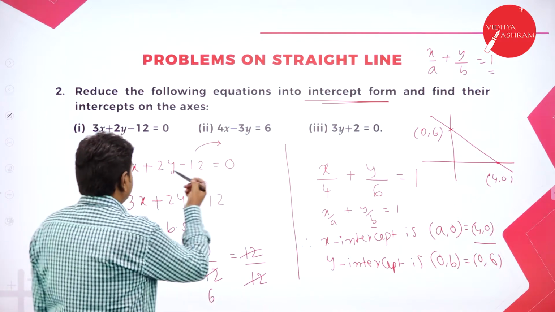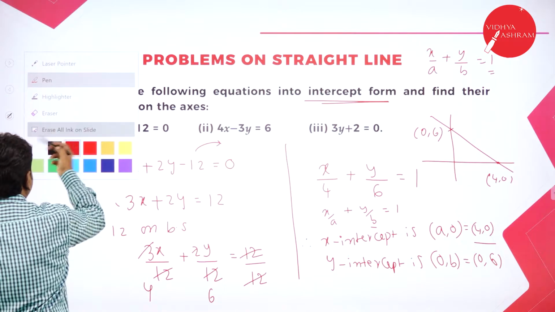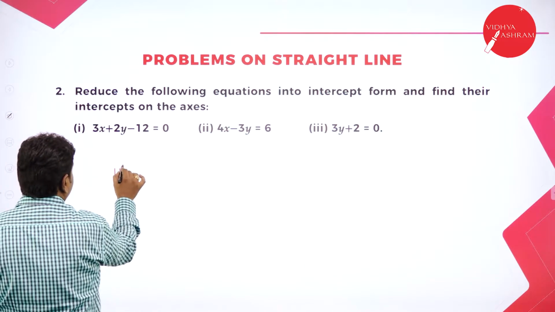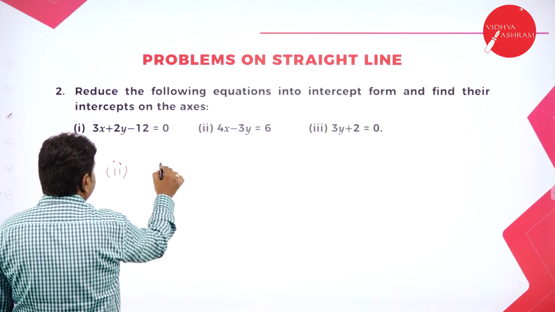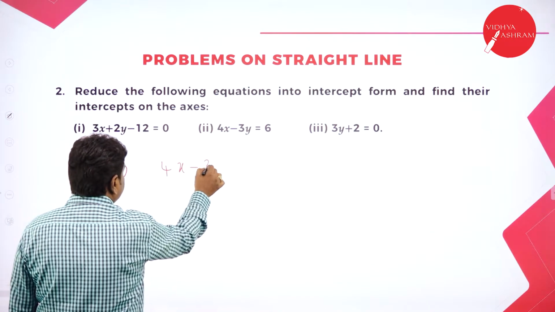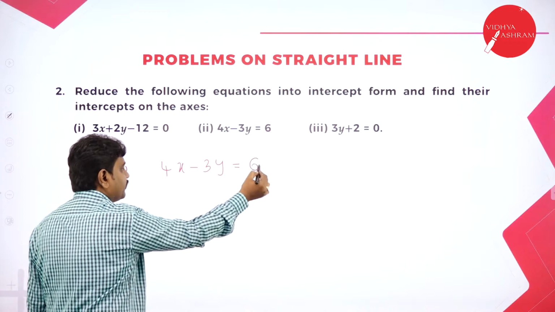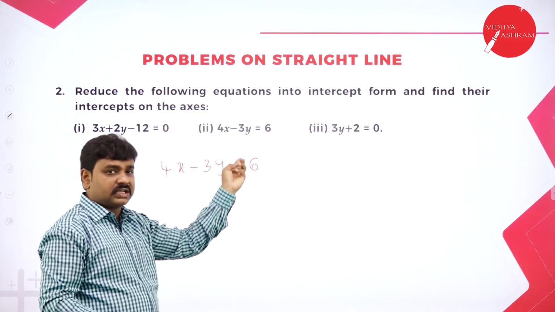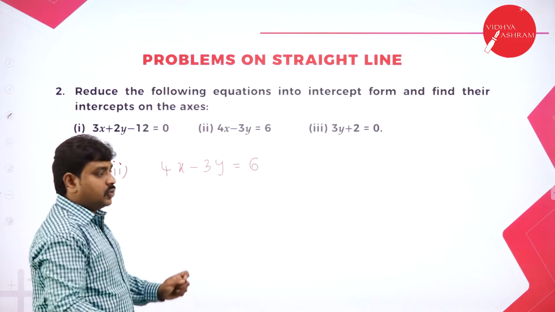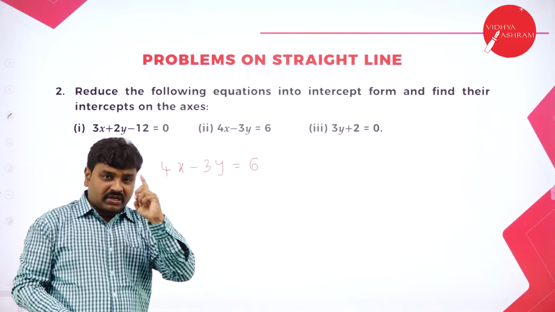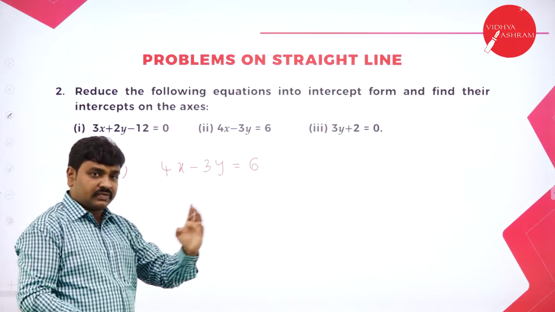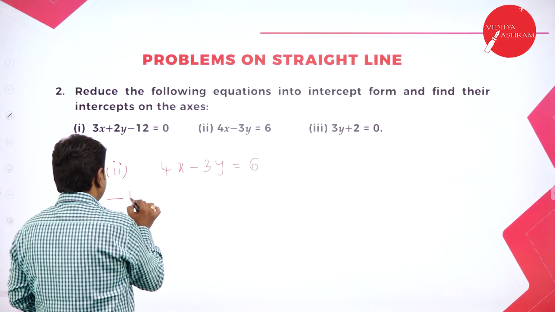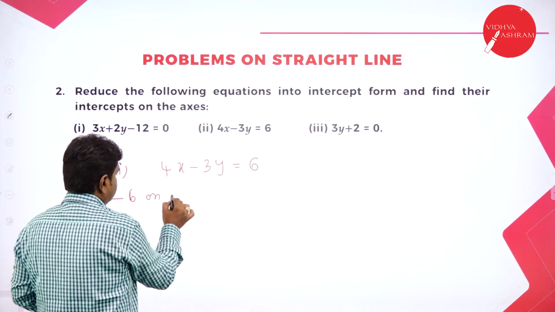Now we'll go to the next problem. Second problem. They gave 4x minus 3y equal to 6. Already the constant is in the RHS. But in intercept form I need 1 in the RHS, and here I have 6. So divide by 6 on both sides.